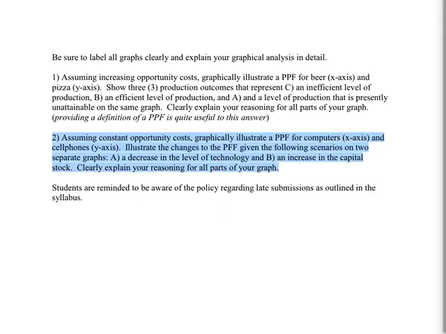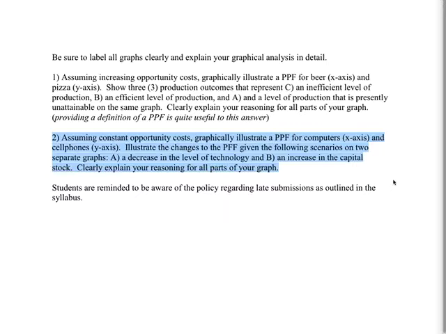In this particular video lecture, I'm going to be addressing a portion of a homework assignment from my introductory microeconomics course at Rowan University. As you can see here, the highlighted part is part two of homework assignment number one. So we are assuming constant opportunity costs.